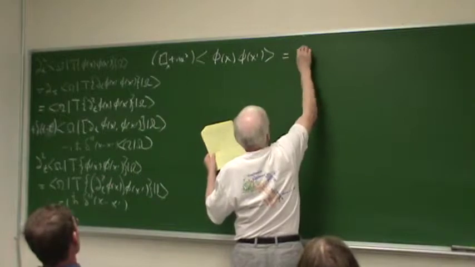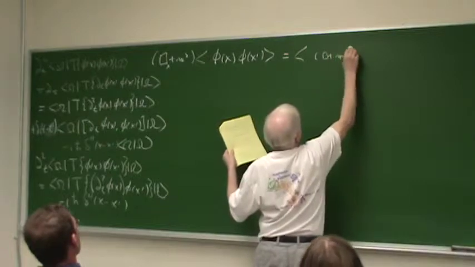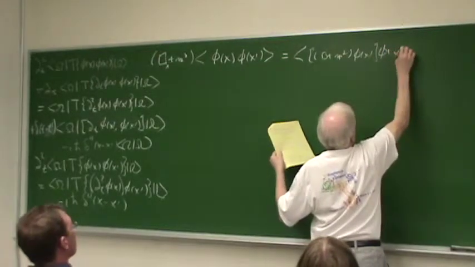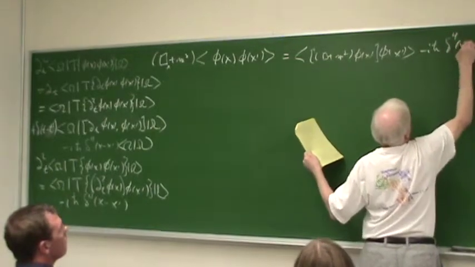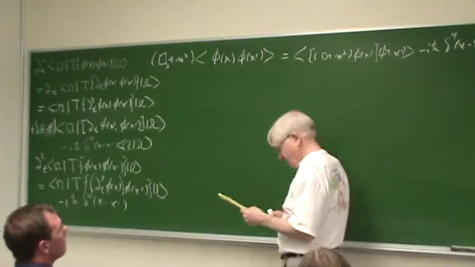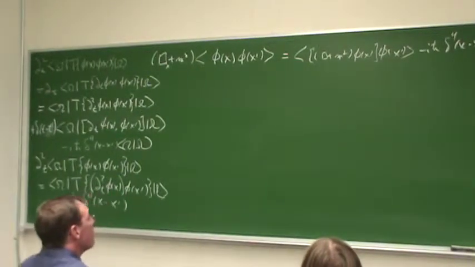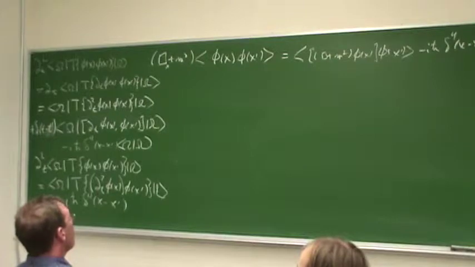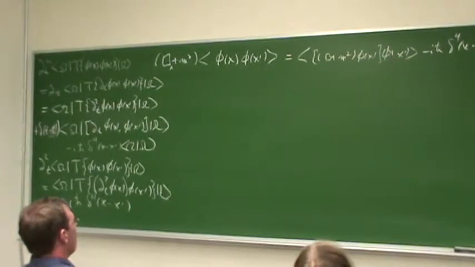And so this is the time-ordered product of box plus m squared on phi of x with phi of x prime, and then minus i h bar delta 4 of x minus x prime. Okay. So that's our first result. All right, so we're almost there.